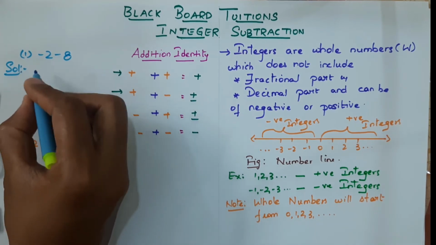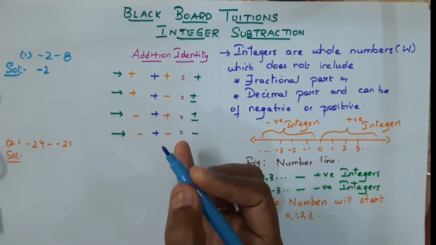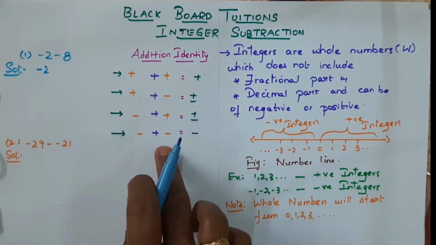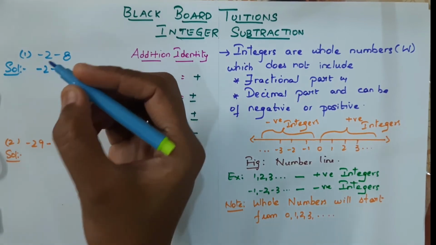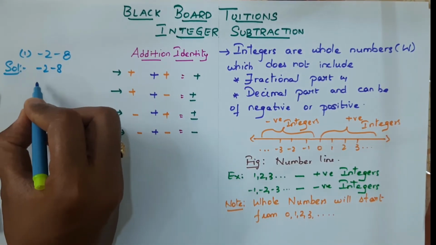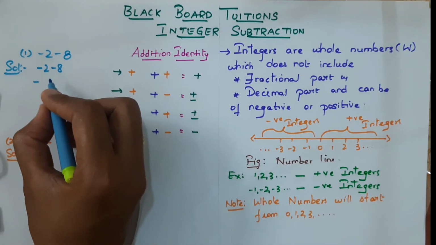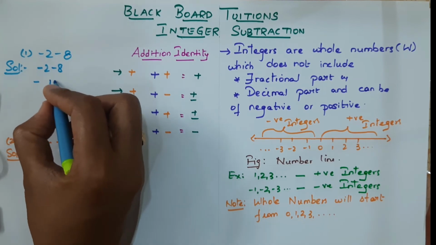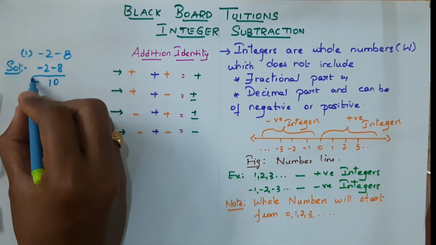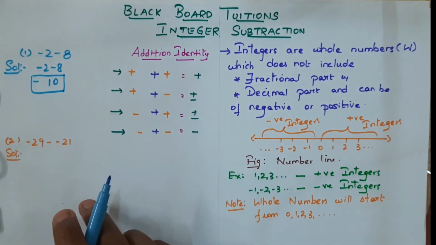As per the fourth identity of addition of integers, here we have to consider both negative signs, -2, -8. Both are negative, so we keep the negative sign and add the integers. -2 plus -8 is nothing but -10. This is how we do the first part of integers when both are negative.